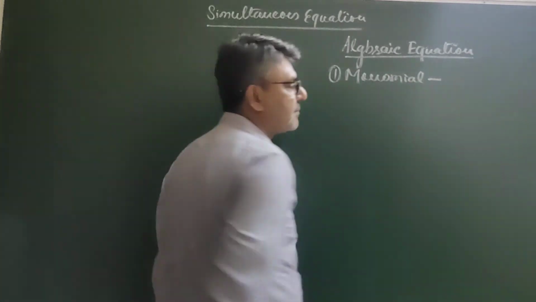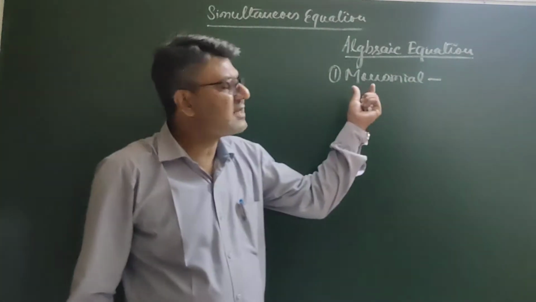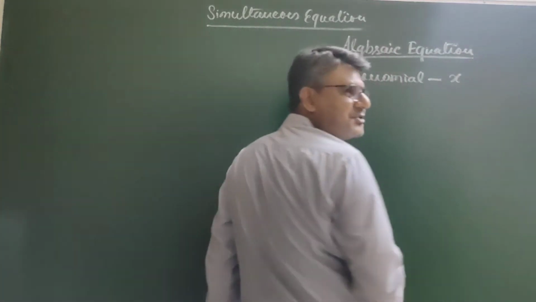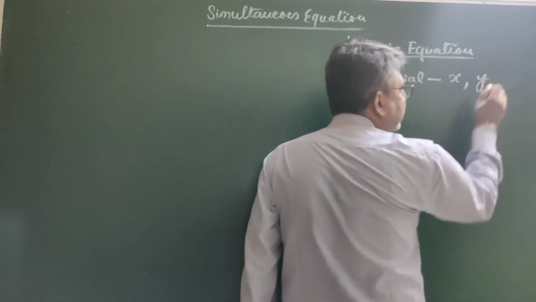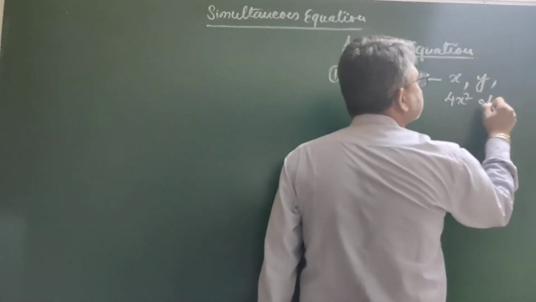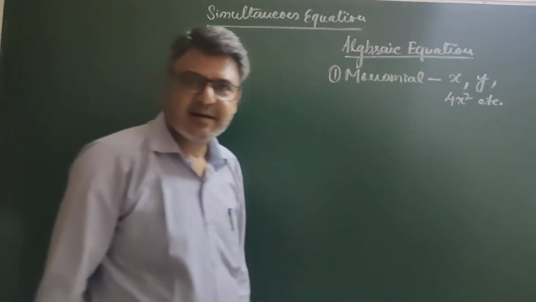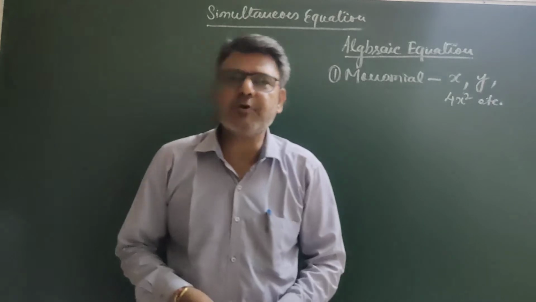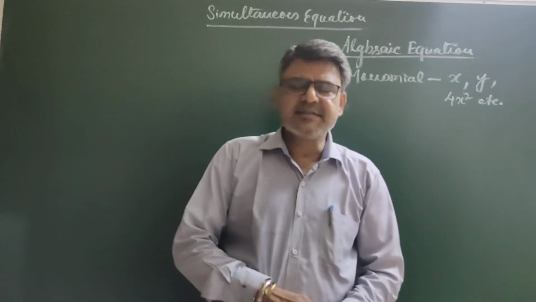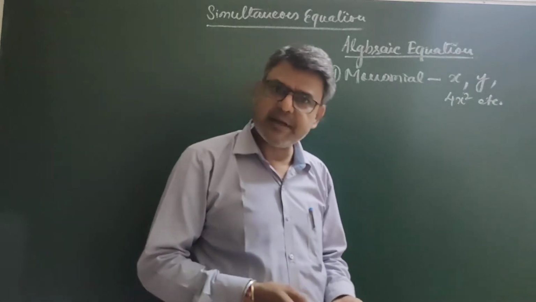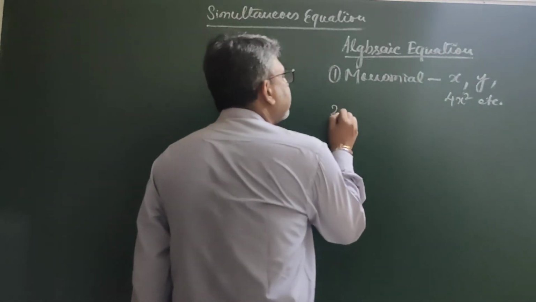monomial. And what is an example of monomial? Just like x, comma y, comma 4x square, etc. What do you mean by monomial? What do you understand from these examples? It has only one unknown value. Okay, now the second, binomial.